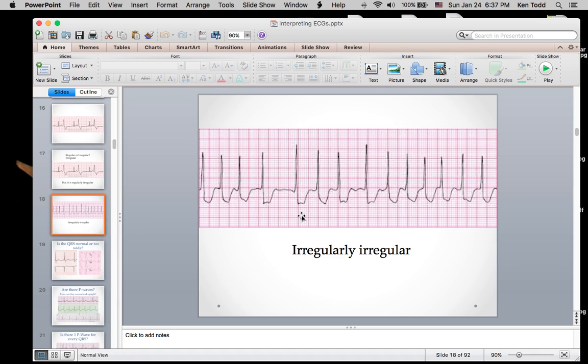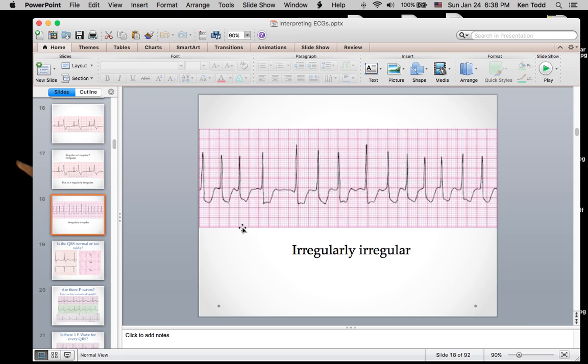This would be an example of something that's irregularly irregular. You can see it's a little harder to spot at first, but none of these R to R intervals are exactly the same. Now, if I had a nice regular rhythm, the distance between R wave to R wave should be consistent from one to the next, to the next, to the next.